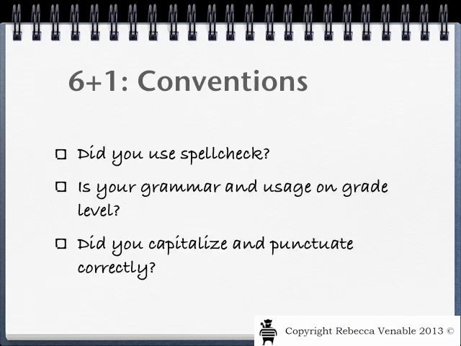Conventions is very simple also. Did you use spell check? Have you checked for your grammar and usage? Were you on grade level? And also, did you capitalize and punctuate?